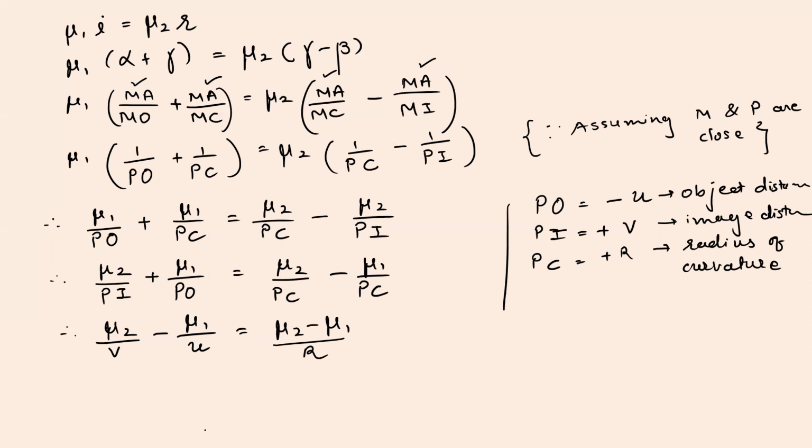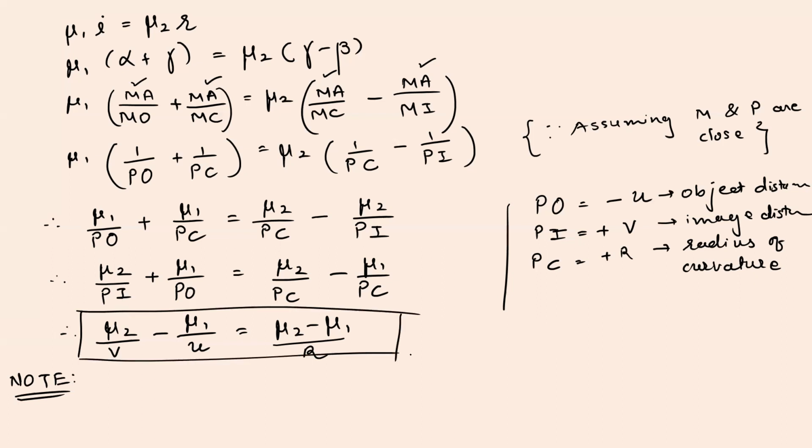But if we have further, we can put one note. This is your answer, right? Suppose light refracts from optically rarer medium to denser medium, and for the real image, convex refractive surface. So in that case, this will be your formula: mu2 by v minus mu1 by u is equal to mu2 minus mu1 upon R.